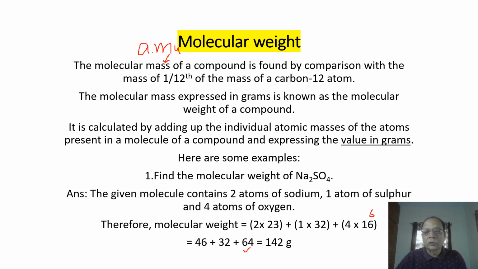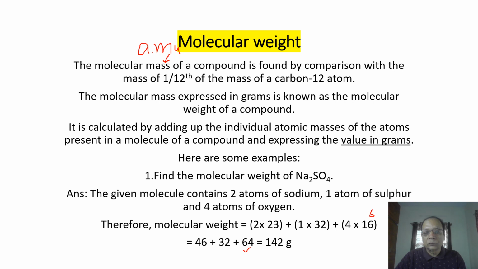Find the molecular weight of Na2SO4, sodium sulfate. The given molecule contains 2 atoms of sodium, 1 atom of sulfur, and 4 atoms of oxygen. Remember, I have used the atomic weights here, but they are always given alongside the question or at the head of the question paper. If you are solving problems from a book, it must be given in the periodic table. So go to the periodic table and you can look up the atomic weights.